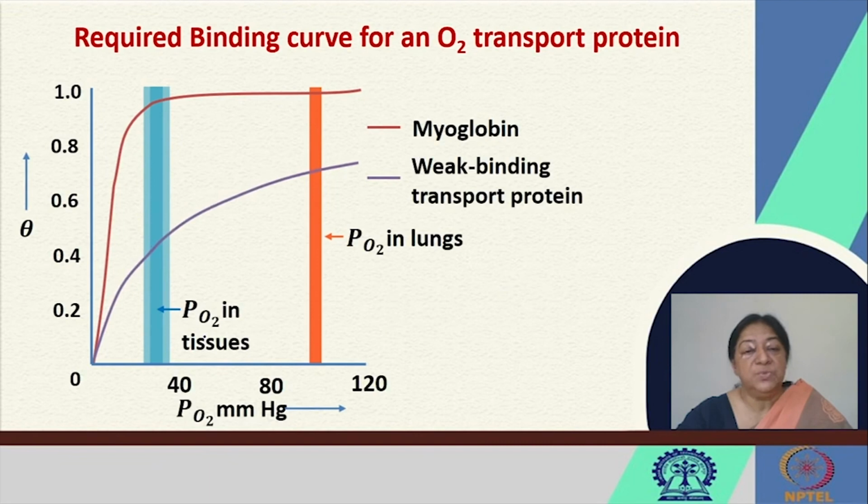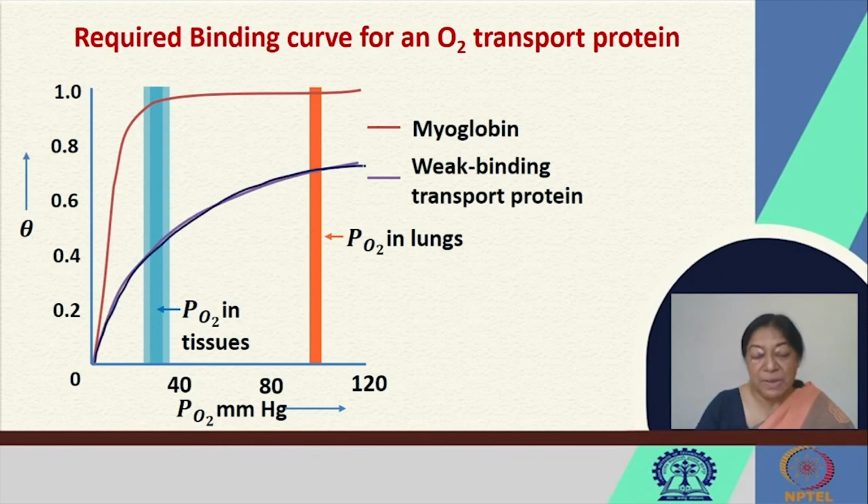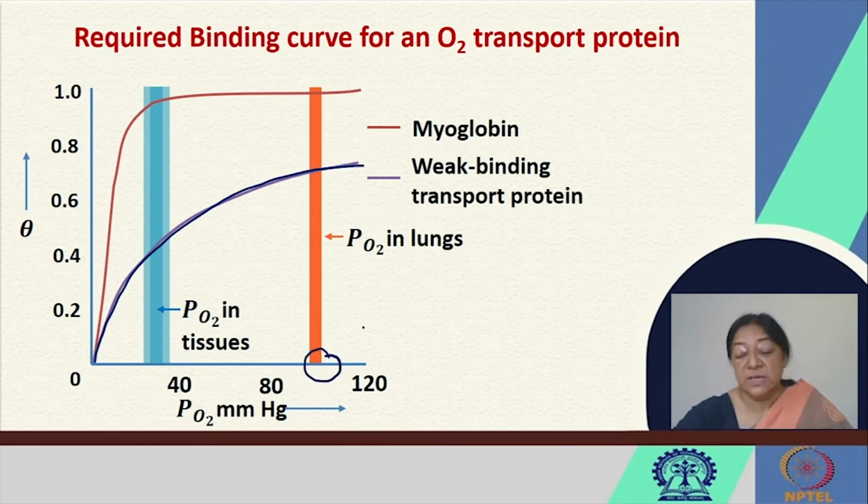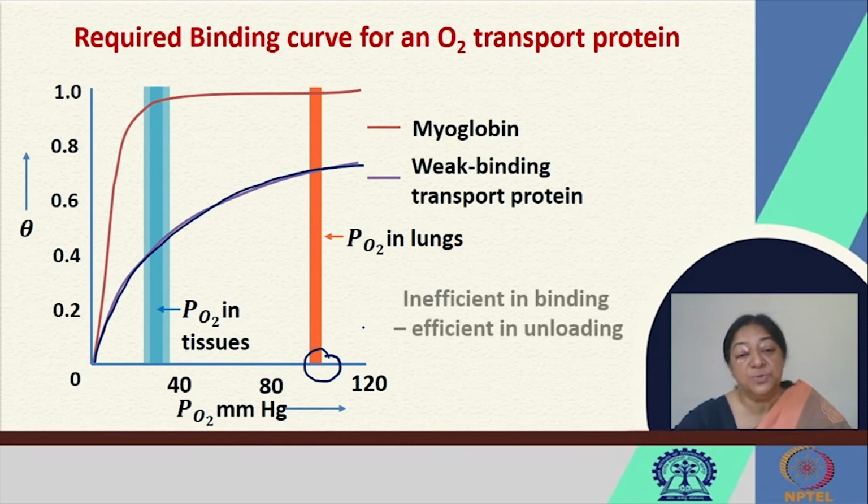What we need is a weak binding transport protein. But in this case, what happens is this does not bind to the full maximum capacity where we have a higher partial pressure of oxygen. However, it is a transport protein that could transport the oxygen. This would not be as efficient in binding, but would efficiently unload its cargo, in this case, which is oxygen.